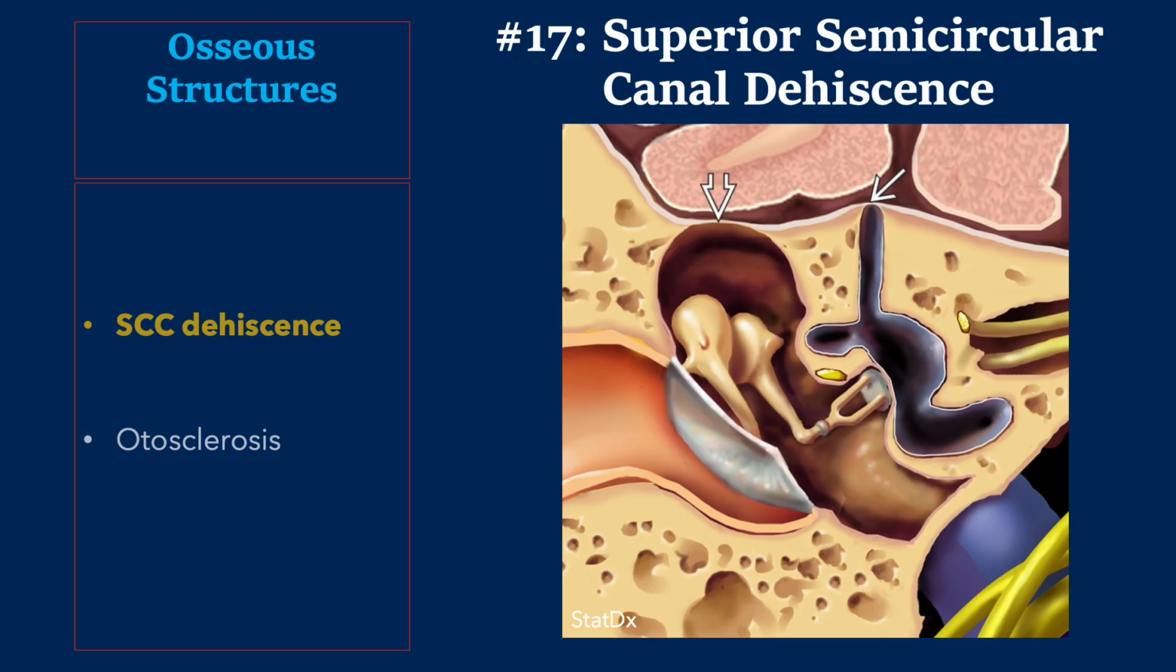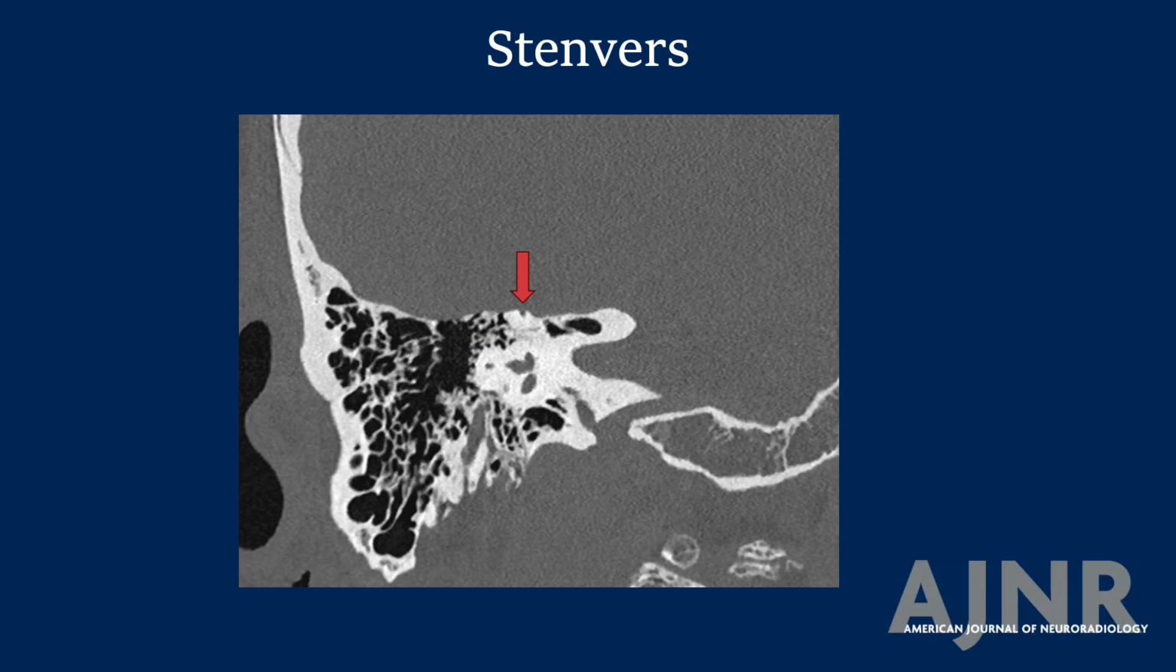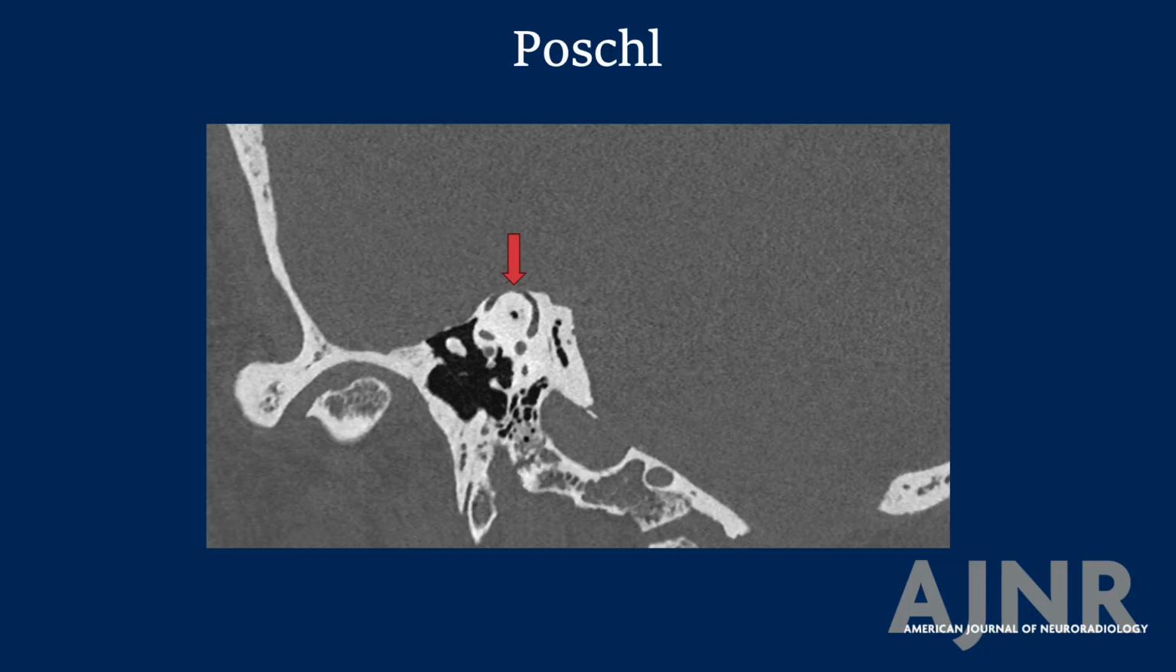Next, we will go over several bony lesions that can lead to pulsatile tinnitus. Superior semicircular canal dehiscence can lead to a third window effect by shunting outside of the oval and round window. The third window results in abnormal sound vibration as well as pressure dissipation, leading to altered sound perception. On imaging, there's a defect in the superior semicircular canal on Stenvers view, as well as Pöschl view.